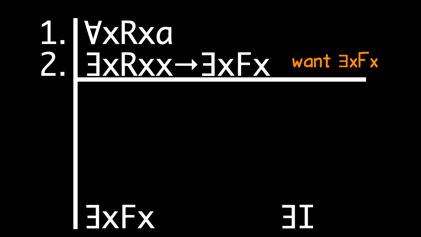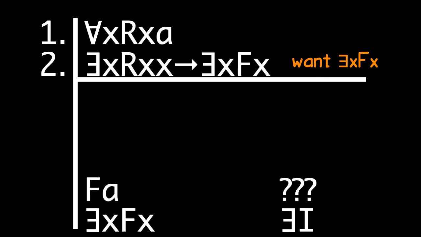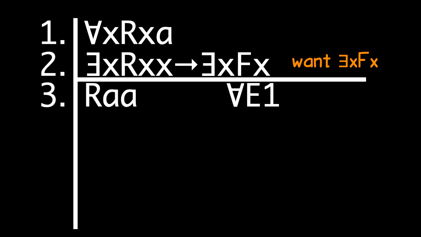What would we have to have just before that? Well, given the way the existential introduction rule works, we'd have to have some instance of fx. For example, we could have fa. But where could we get fa from? It's not actually clear. So instead of working backwards, let's start at the top and see what we can get. Line 1 is a universally quantified sentence. If we use universal elimination on line 1, it lets us replace that x with any constant we want. Let's try a.